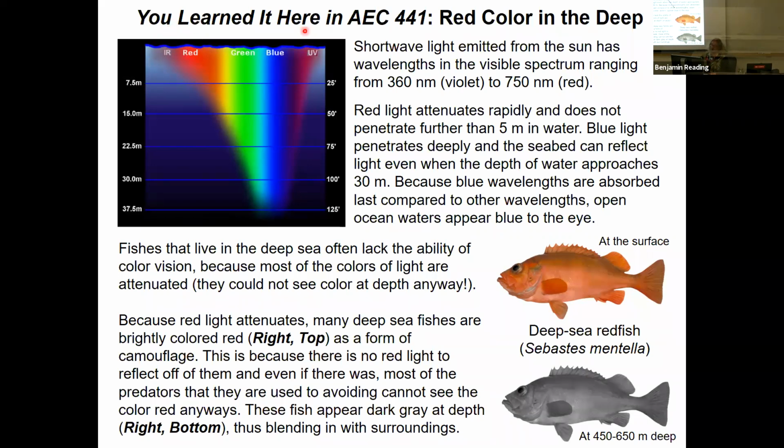So you learned it here, AEC 441, red color in the deep. Remember we were talking about things like squirrelfishes that are very deep water fishes that have very large eyes. You can sort of tell they're nocturnal. They operate in very low light conditions. If an animal has a big eye, it usually indicates that it's either important or that they are designed to operate in low light or limited visibility conditions.